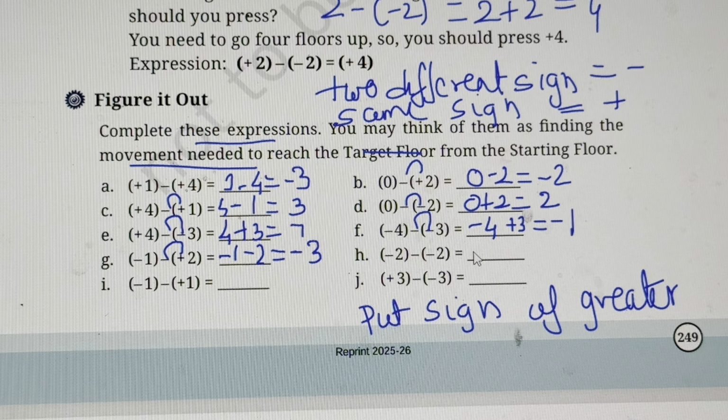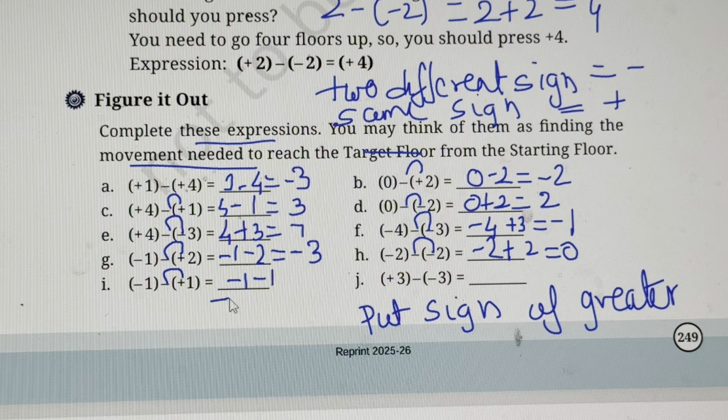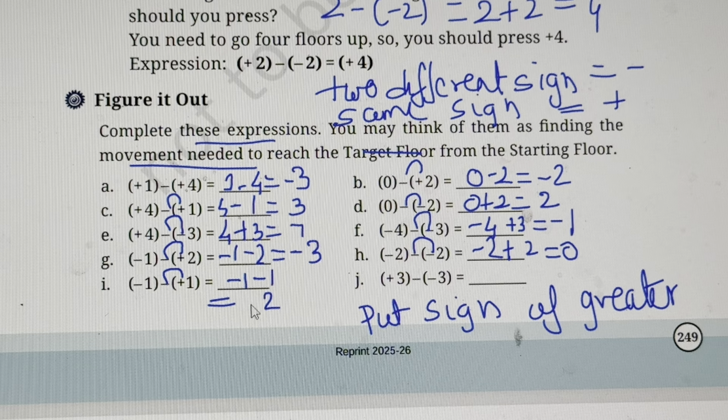H, minus 2. First number we write as it is. If there are two signs, first make it 1. So minus minus becomes plus. Now here if you remember, these two are additive inverse. They are inverse of each other. So where will we reach? We reach back to 0. Minus 2 plus 2 becomes 0. Now here, this is minus 1, so it remains as it is. This minus plus becomes minus 1. So same sign means addition. So we add 1 plus 1 is 2, but put the sign of greater. If they are equal, both will be negative.